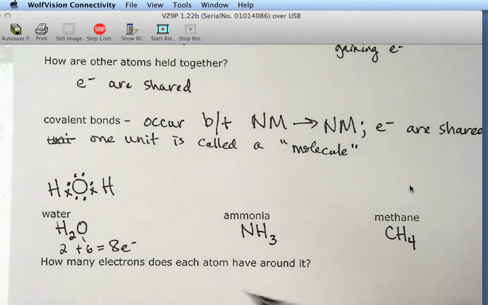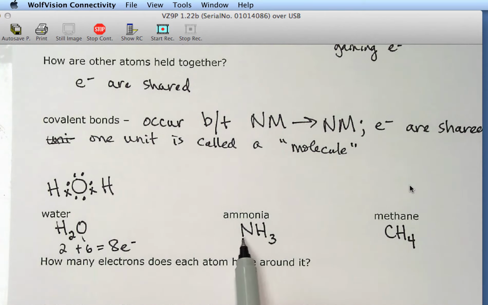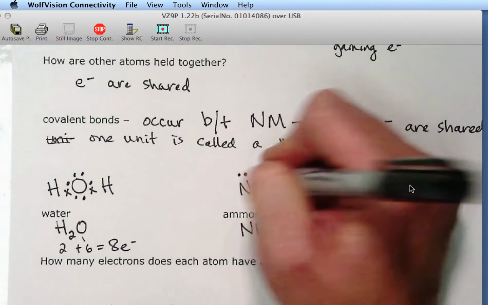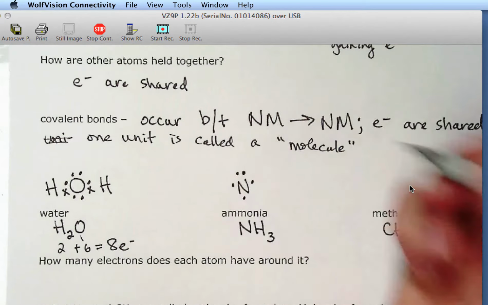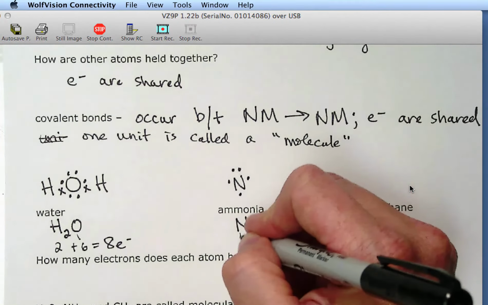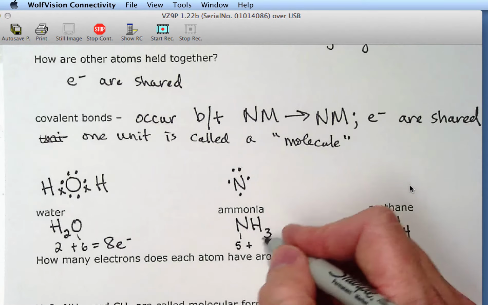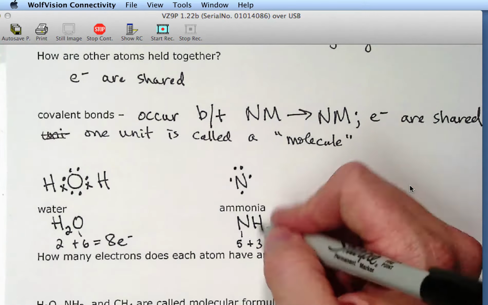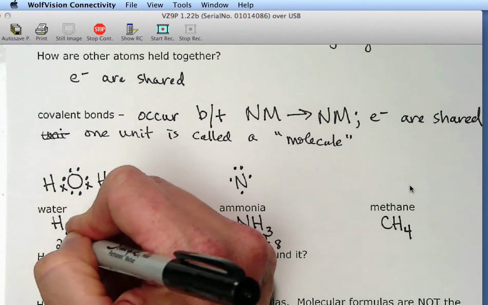Now ammonia, again, this is nonmetal to nonmetal. Nitrogen's in the center. Nitrogen has, and I'm getting ahead of myself, how many valence electrons in nitrogen? 5. And then you have 3 from the 3 hydrogen atoms. So I'll put 2 times 1.